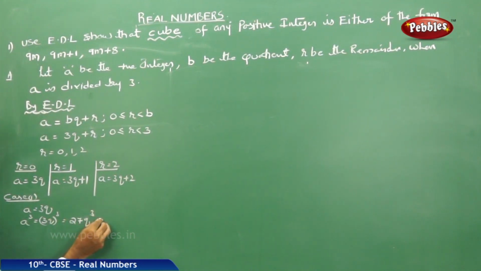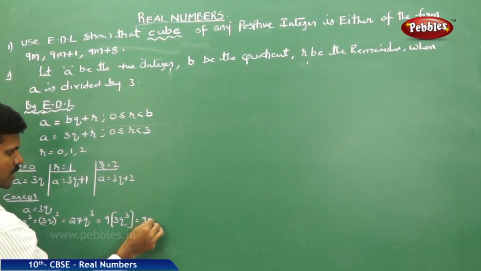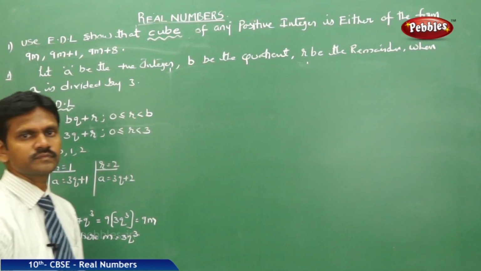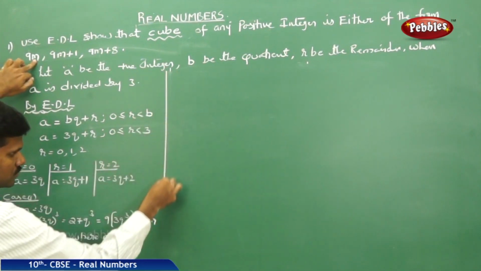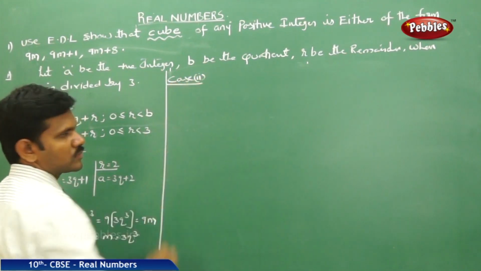That is, you can take 9 common in this one. If you take 9 common, 3q cube, that is equal to 9m. Therefore a cube is equal to 9m, where m is equal to 3q cube and m is some integer. That is, cube of any number is of the form 9m. Next, consider the case 2.